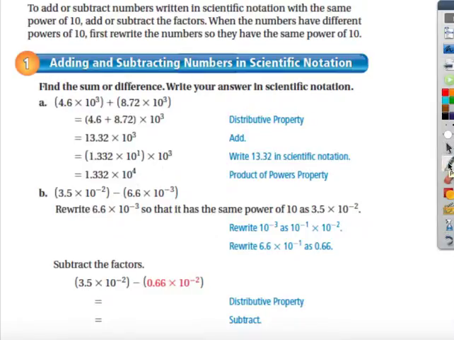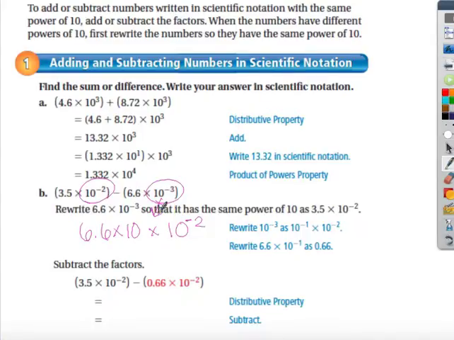Okay, in our second example, we have two numbers written in scientific notation. And if you notice, they do not have the same power of 10. We have 10 to the negative 2 and 10 to the negative 3. So we're going to rewrite 6.6 so that it has the same power of 10 as 3.5. Okay? So we have 6.6 times 10 times 10. So we want it to be negative 2. We're simply taking this original power of 10 and we're breaking it apart.